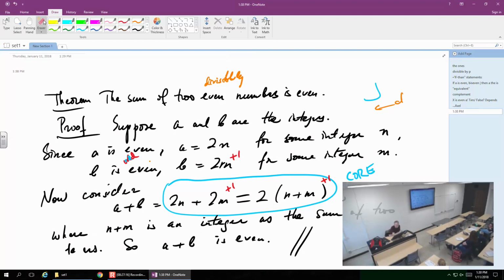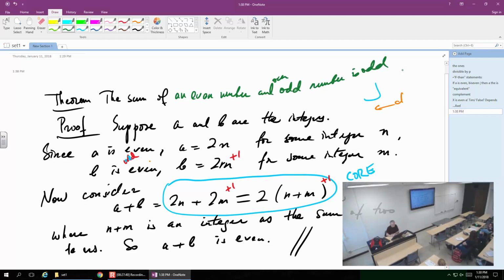Let's fix it, and of an odd number, an even number, and an odd number is odd. Okay, so we started doing this. So suppose A and B are integers. Since A is even, A is equal to 2n for some integer n.